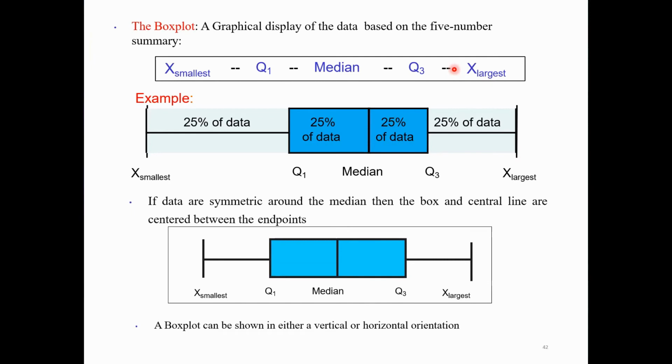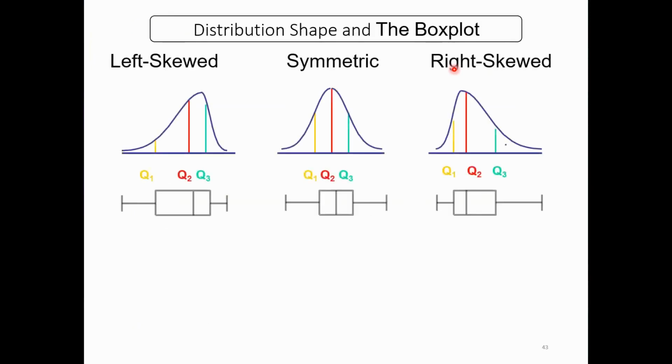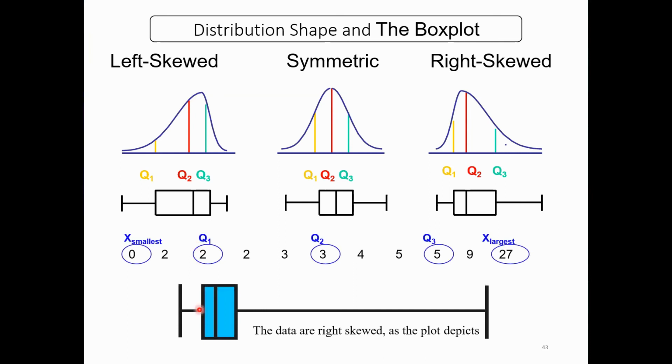So for example, if the left tail of your box plot is longer, you know it's left skewed. If your right tail of the box plot is longer, you know it's right skewed. And if the box plot looks symmetric, you know that the data set is also symmetric. So in this particular example, this data set 0, 2, 2, 3, 4, 5, 5, 9, 27, when you construct the box plot, you will see that the data is actually right skewed because the right tail is very long. It's longer than the left tail.